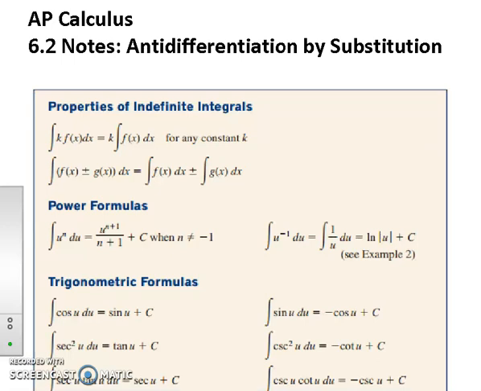All right, this is the first video in AP Calculus on anti-differentiation or integration by substitution. This is also known as U substitution, and that's what you're going to hear me refer to it as for the remainder of this section, or this unit, really, or the year. So we're going to begin with just some properties of integrals.